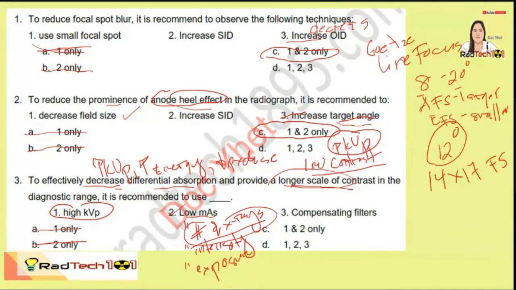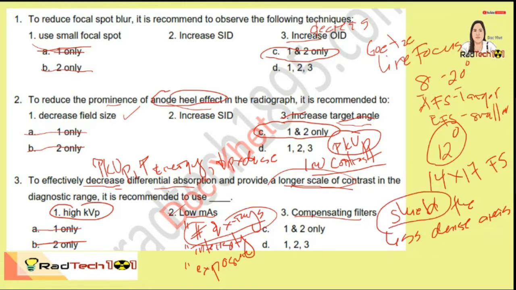So compensating filters. So what is the purpose of compensating filters? So ang purpose ng compensating filter is to shield the less dense areas or less dense anatomic areas to produce a more nearly uniform radiographic image. So from the word here, shield. So therefore, it will also decrease the absorption of the patient from unnecessary X-ray. So therefore, this is correct. So 1, 2, and 3 are correct.